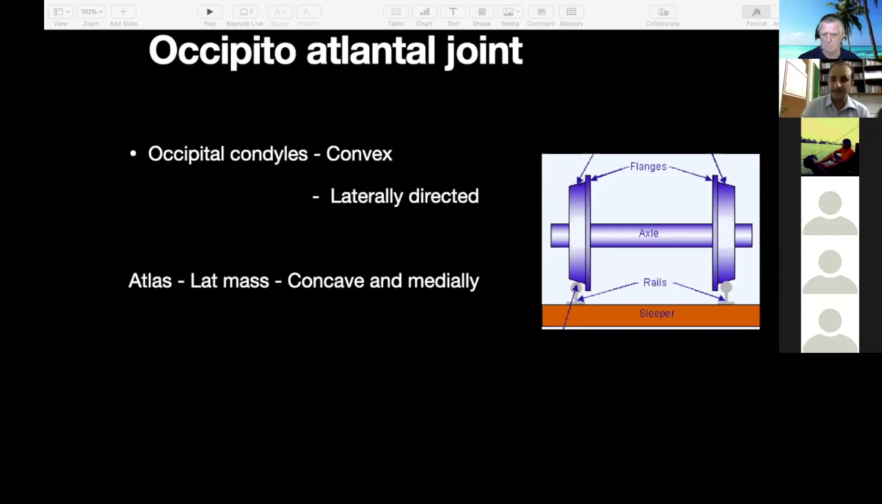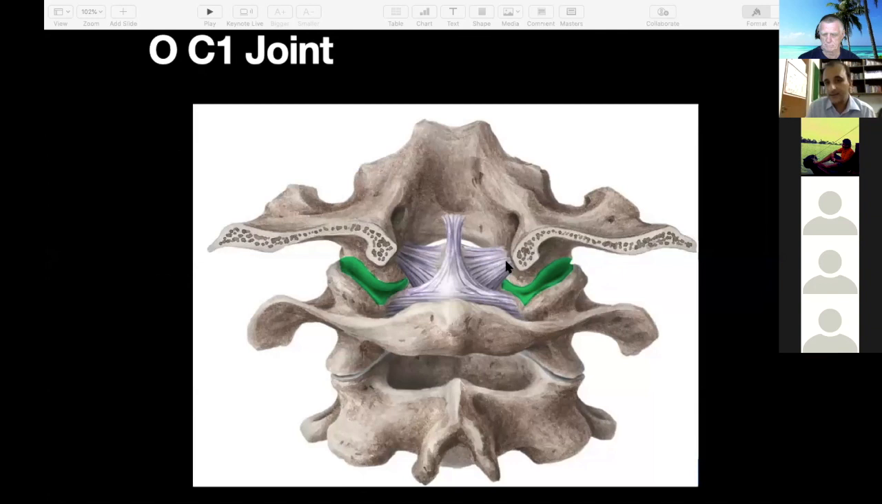The occipital condyle is a convex structure which is laterally directed. Okay, it is laterally directed. And the atlas has a lateral mass which is concave and medial. Now look here. You understand? So this is the rail and this is the wheel, so that it does not dislocate. Especially there is no lateral dislocation when there is movement. And then you have the anterior and the posterior membranes which try to hold. Also, because of the shape of the joint, after a particular point of flexion, bone to bone hitting happens and then you can't move further. And at that point of time, the rest of the cervical flexion starts. Okay? Am I clear with this?